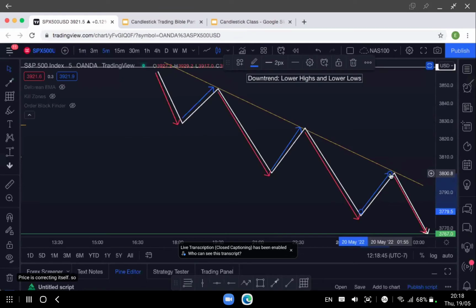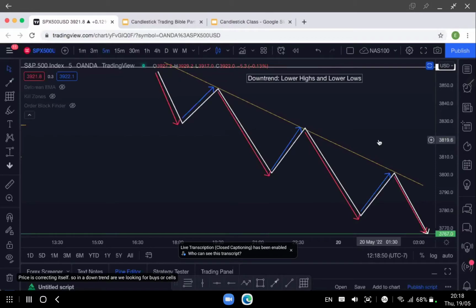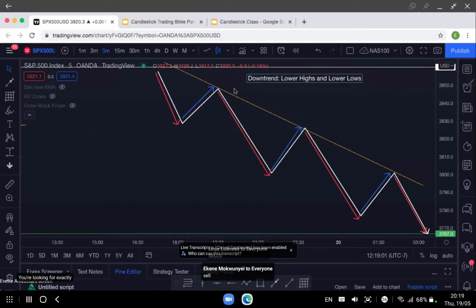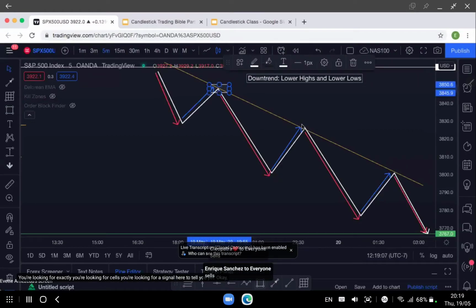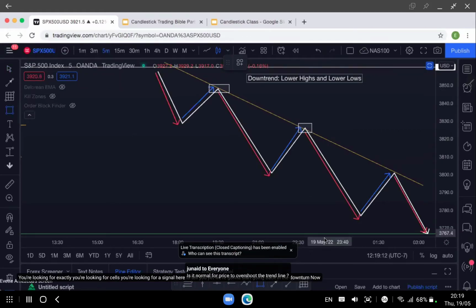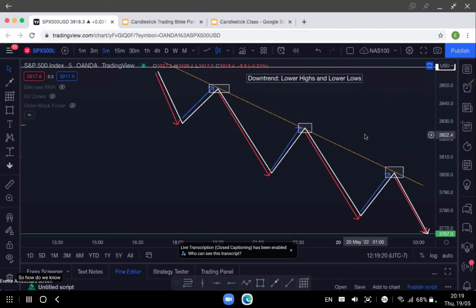So in a downtrend, are we looking for buys or sells? Exactly, you're looking for sells. You're looking for a signal here to tell you, yep, we're going to start going back in the downward direction now. So how do we know? Guess what? Those are our candle patterns, our candle signals.